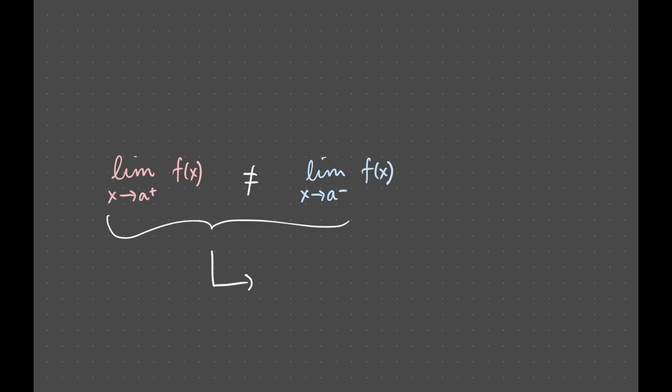In this video, we'll look at some of the ways in which a limit can fail to exist. The first is perhaps the easiest. The left-hand limit and the right-hand limit fail to be equal to one another, and so the two-sided limit, which is the full limit, can't exist.